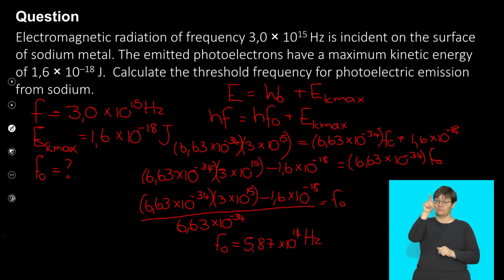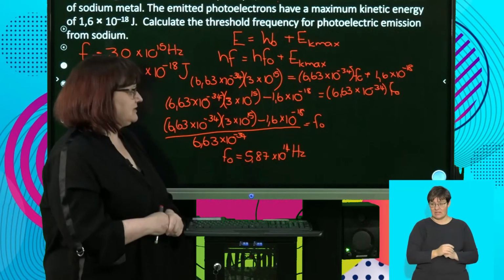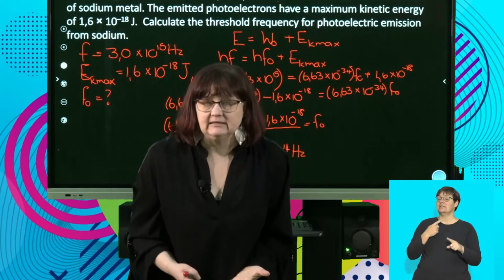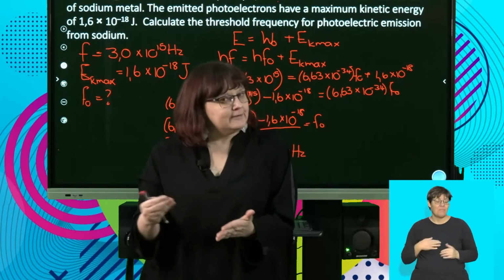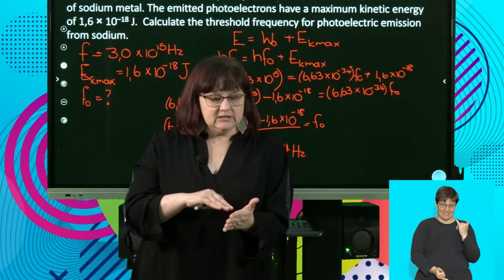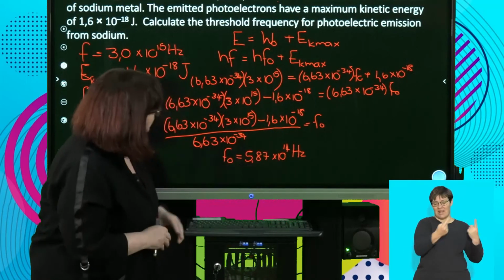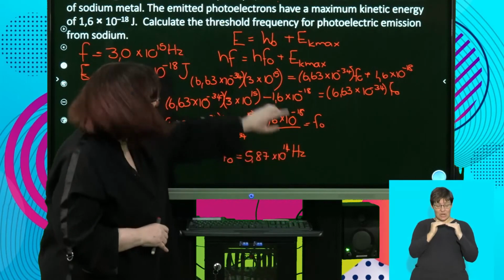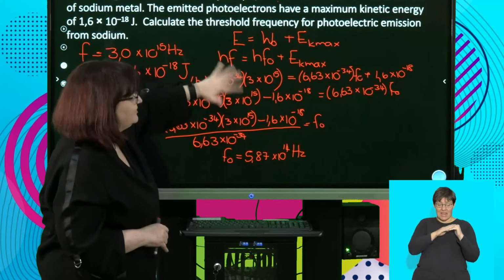This was bigger. This was times 10 to the 15. I needed this value, the frequency of the light I'm using, to be bigger than my threshold frequency so that my electrons have kinetic energy. If I got an answer here that was, say, times 10 to the 16, I know I've made a mistake. Because if this was times 10 to the 16, I'd end up with a negative somewhere here.